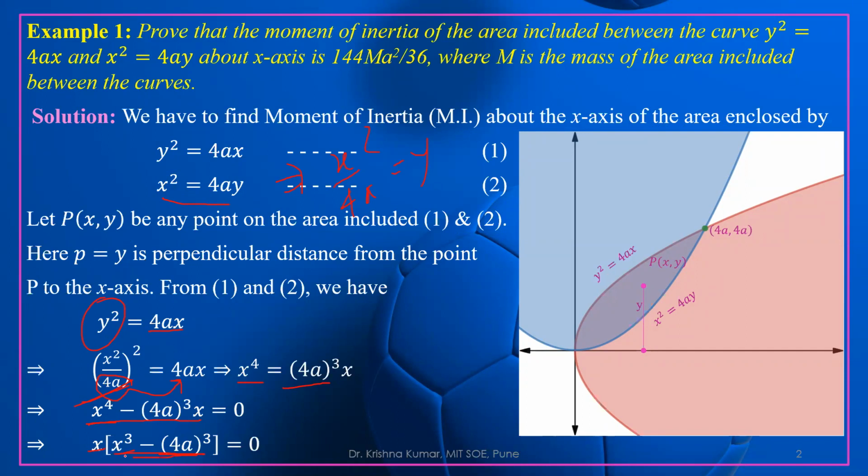So it is a cube minus b cube, which is a minus b into a square plus ab plus b square. Since the power is 4, we have 4 roots. Out of these 4 roots, one root is x equal to 0, the second root is x equal to 4a, and the remaining 2 roots are imaginary, so there is no need to find them. So we get x equal to 0, x equal to 4a, and similarly y equal to 0 and y equal to 4a. That's why there are 2 points: one point is 0, 0 and another point is 4a, 4a.